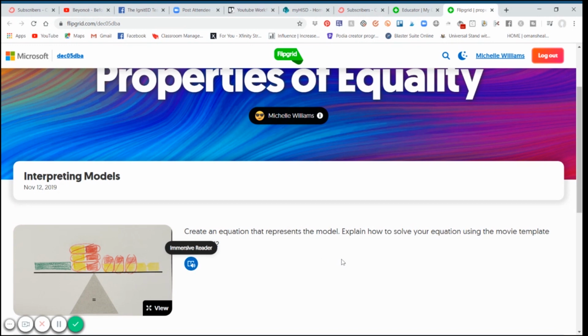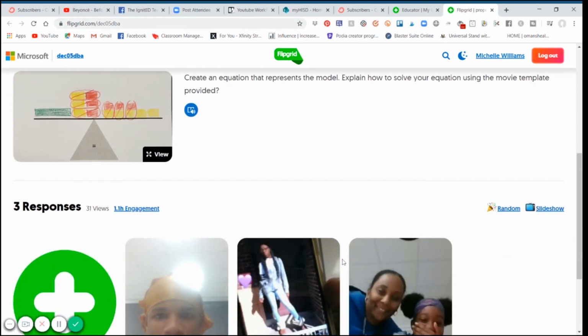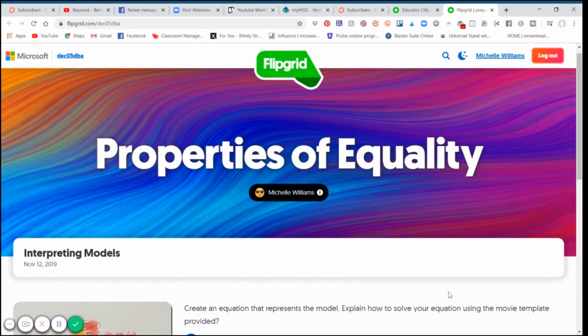So the last box is knowing your audience. So it checks that box too. My students don't always have access to computers. So it loads very easily on mobile devices. There's an app to go with it as well.